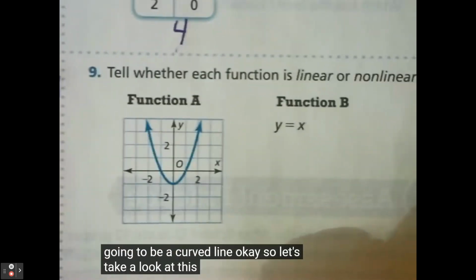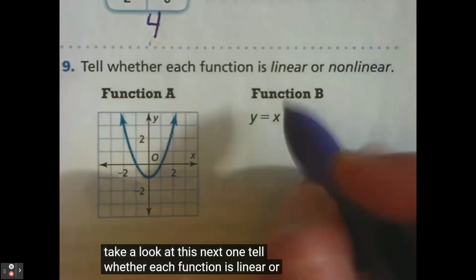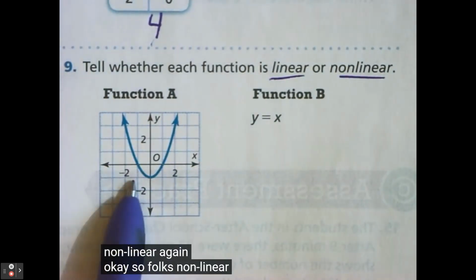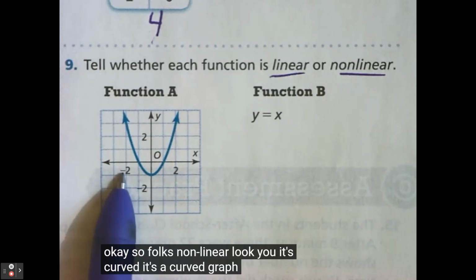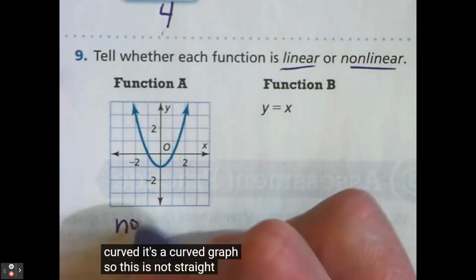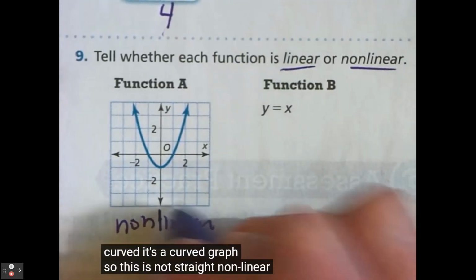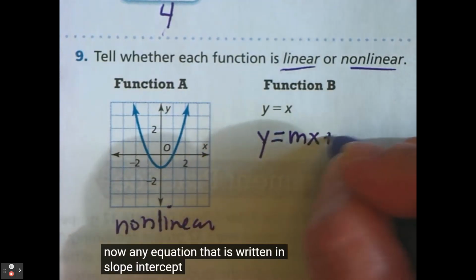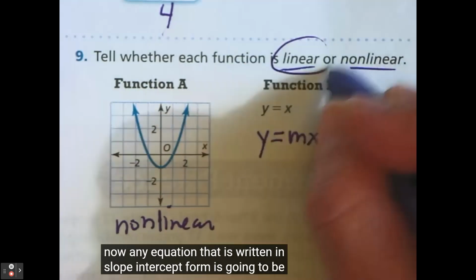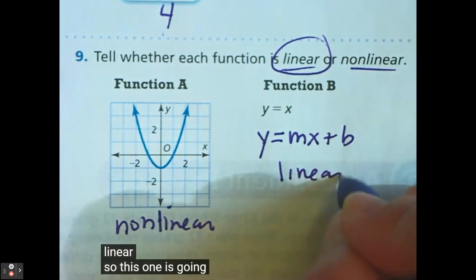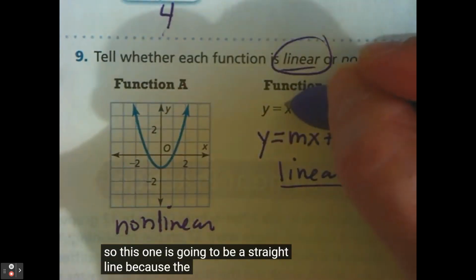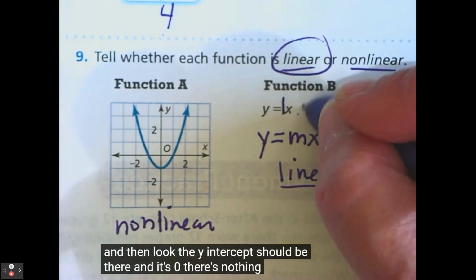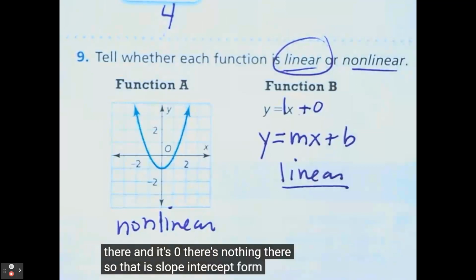Okay, so let's take a look at this next one. Tell whether each function is linear or non-linear again. Okay, so folks, non-linear. Look, it's curved. It's a curved graph. So this is not straight. Non-linear. Now, any equation that is written in slope-intercept form is going to be linear. So this one is going to be a straight line because the slope is 1. And then look, the y-intercept should be there and it's 0. There's nothing there. So that is slope-intercept form.